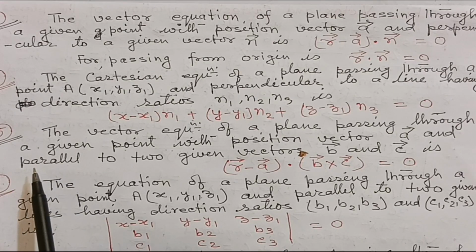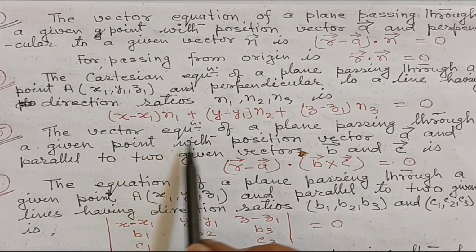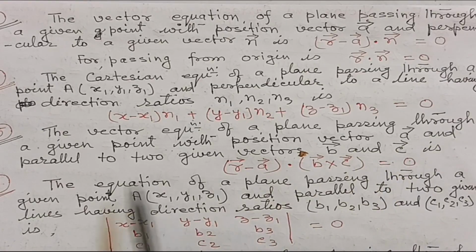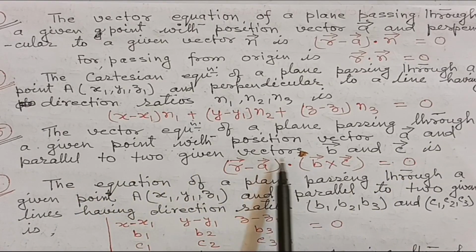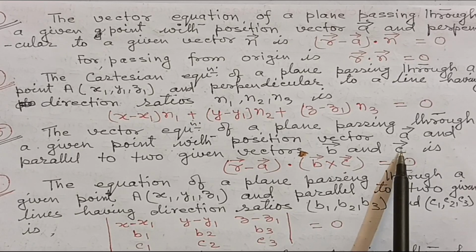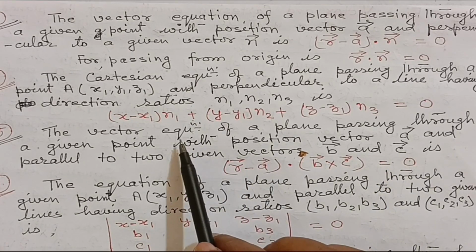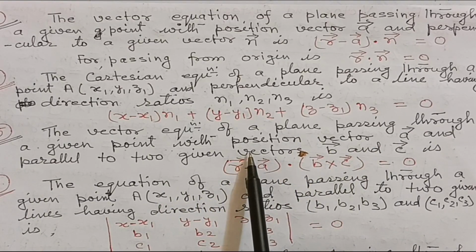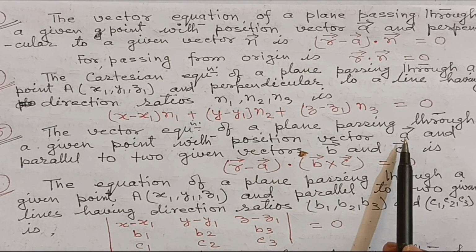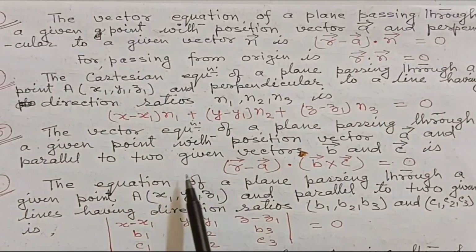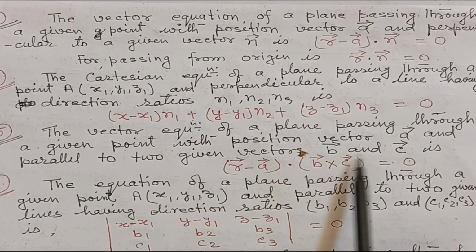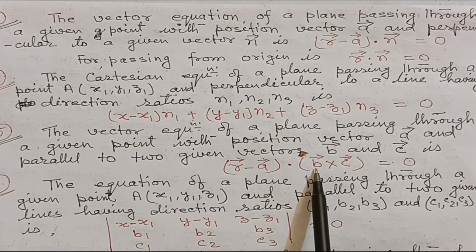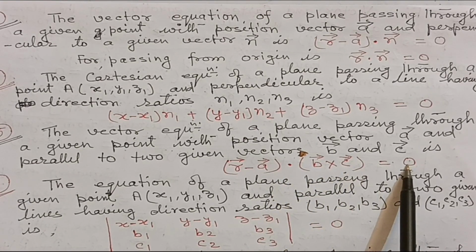Next, very important: the vector equation of a plane passing through a given point with position vector A and parallel to two given vectors, vector B and vector C. The vector equation of a plane which passes through a given point whose position vector is vector A and is parallel to two given vectors, vector B and vector C, is (vector R minus vector A) dot (vector B cross vector C) is equal to 0.